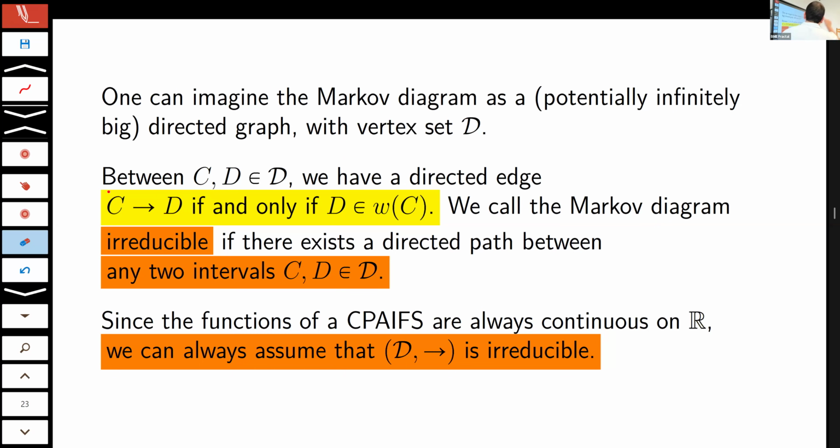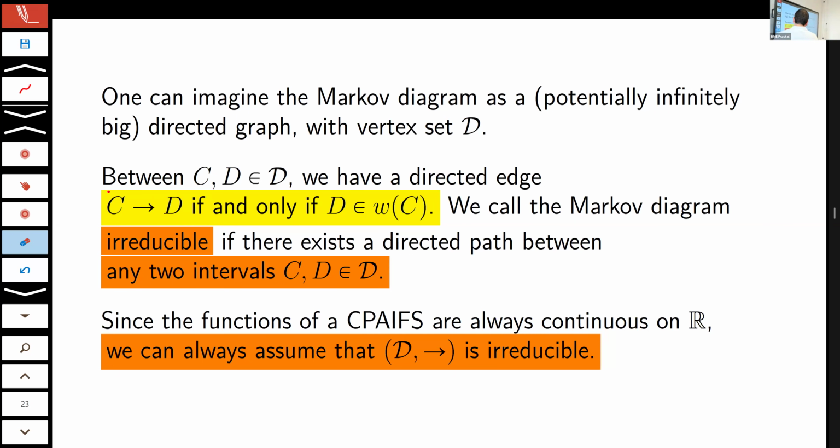So when we walk in this diagram, we are moving from one interval to another one, which is a successor of it. We call the Markov diagram irreducible if there exists a directed path between any two intervals. So, sure, starting from the monotonicity intervals we can walk up to their successors, but we must be able to walk back to any other monotonicity interval as well if the diagram is irreducible.